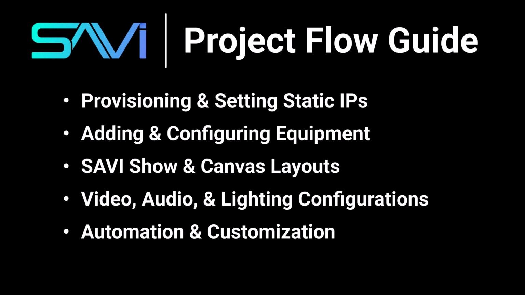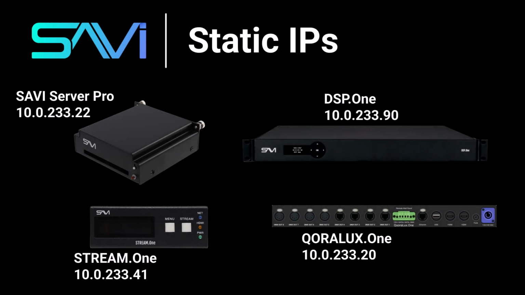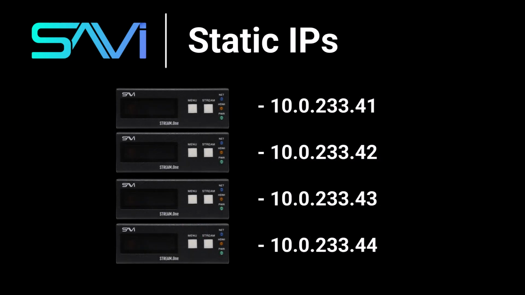Once all your equipment is physically installed and all subnets and VLANs have been configured, the first thing you'll want to do is set a static IP on all your AV equipment. Note that this does not include canvas displays, as these can remain in DHCP mode. When setting static IPs for several identical devices such as the Stream ones, it's helpful to set them in ascending order and take note of the lowest IP in the range, as it can be used later to add all of them at once in Creator.